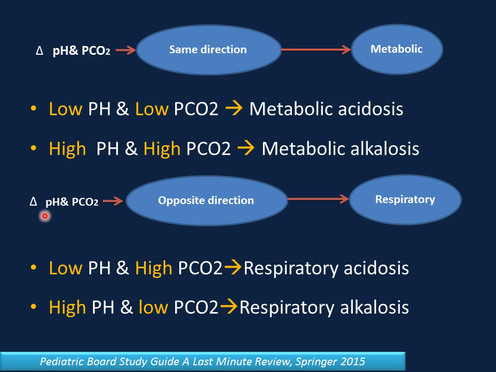If the change in the pH and PCO2 is in the opposite direction, it is respiratory. So if the pH is low and the PCO2 is high, it is respiratory acidosis. If the pH is high and the PCO2 is low, it is respiratory alkalosis. So same direction, metabolic; opposite direction, respiratory.